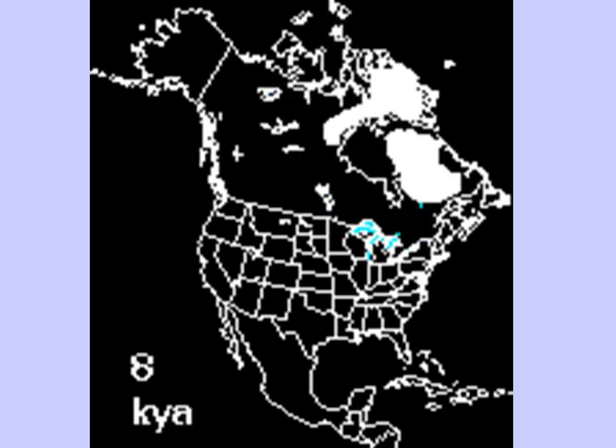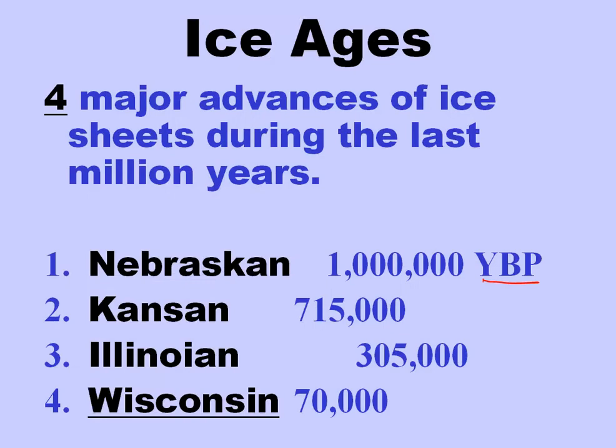Now, one thing I do want to point out is if you're in Europe, you're not going to hear about the Nebraskan Ice Age or the Kansas Ice Age or the Wisconsin Ice Age. These names are primarily for us here in the United States and in North America, because that's where the most evidence is found. If you go overseas, they're going to call the ice ages something different.